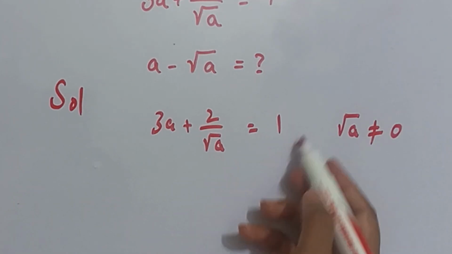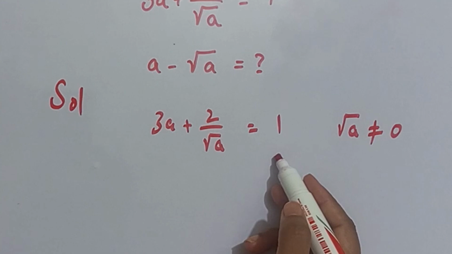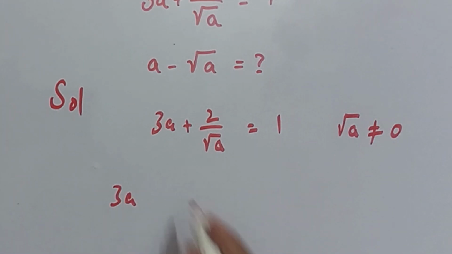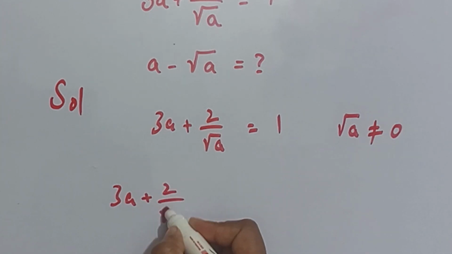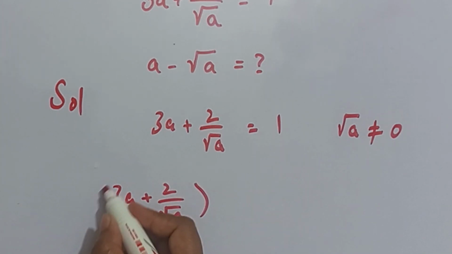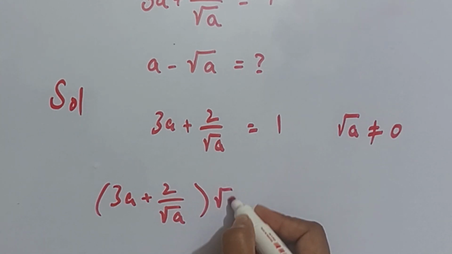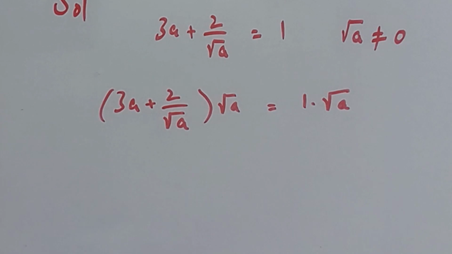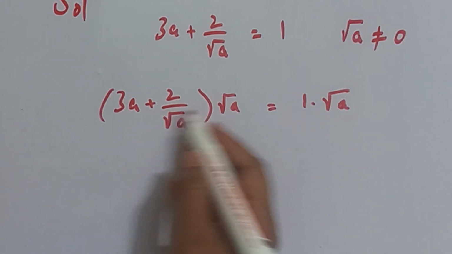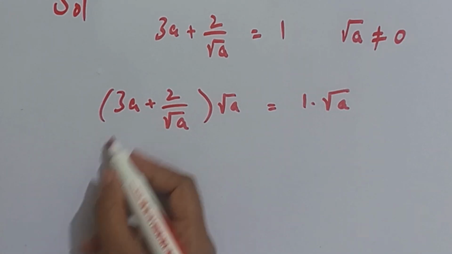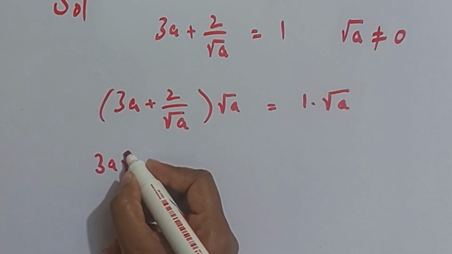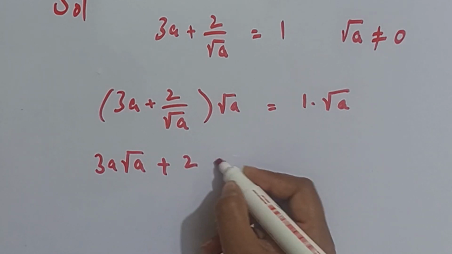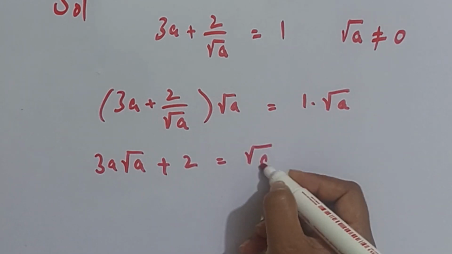So that is why we can multiply this equation by √a on both sides. We have 3a + 2/√a, multiply this side by √a and also multiply this side by √a. Now in the next step we multiply these values. The first term becomes 3a times √a, plus the second term becomes 2. This is equal to √a.